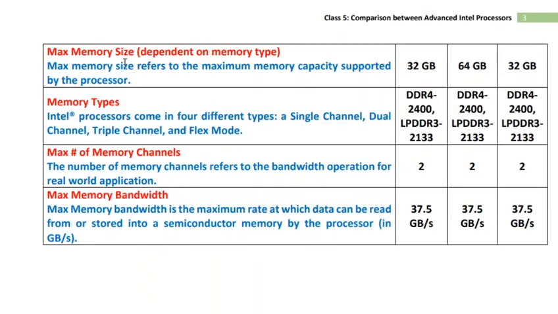Now, max memory size. Max memory size basically refers to the maximum memory capacity supported by the microprocessor. Now, memory type. Intel processors come in four different types: single channel, dual channel, triple channel, and flex mode. This is what memory type basically refers to.